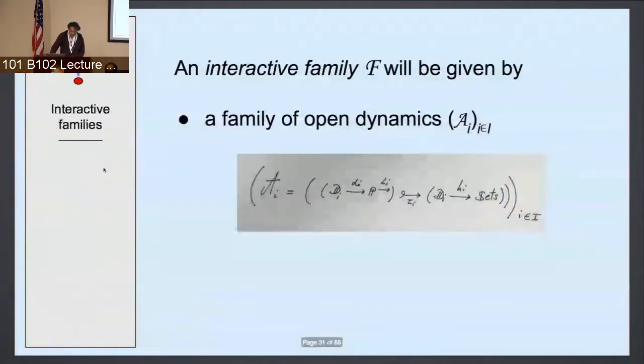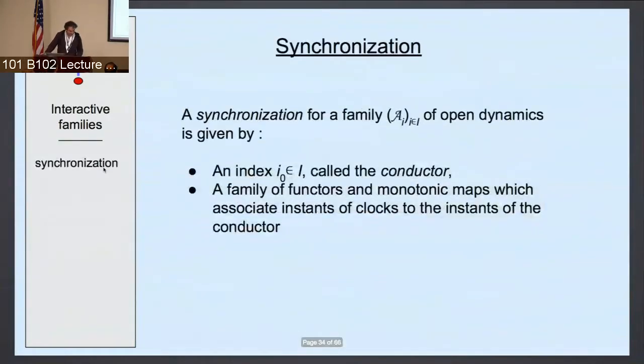And let's now consider what we'll call interactive families. We'll define an interactive family by undergoing a family of open dynamics with synchronization and in interaction. Given a family of open dynamics, we define a synchronization by the choice of a conductor, so-called a metronome, or if you want a pacemaker, that is an element of the index set, and a family of monotonic maps from the instance of the conductor's clock to the instance of the other clocks, with certain properties I won't detail now.